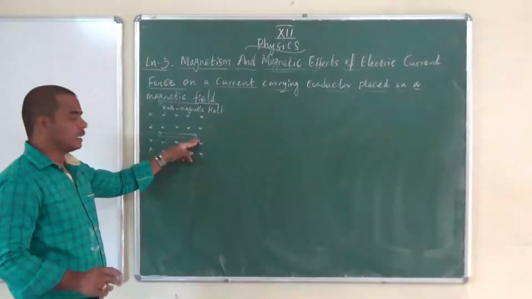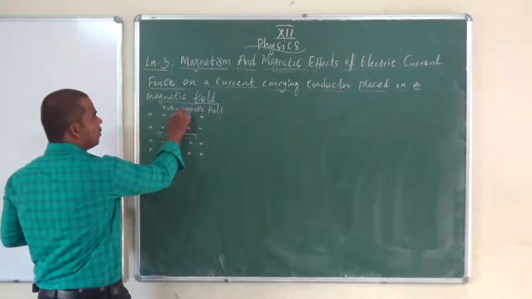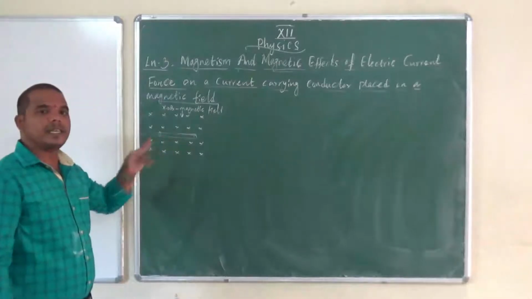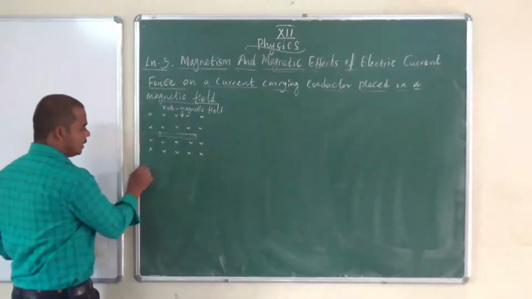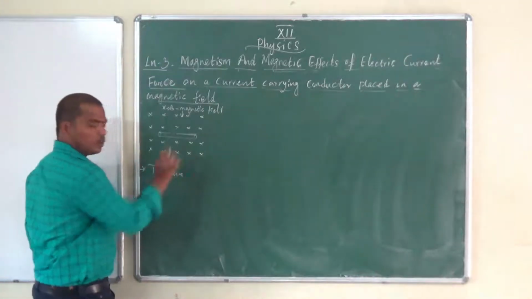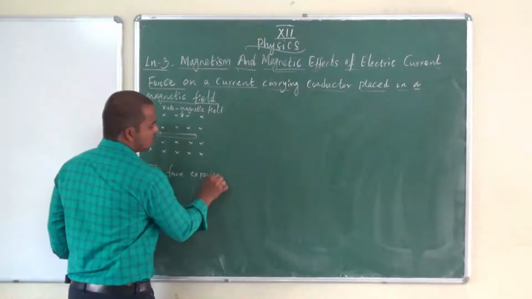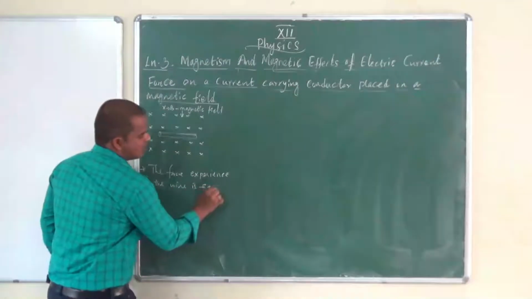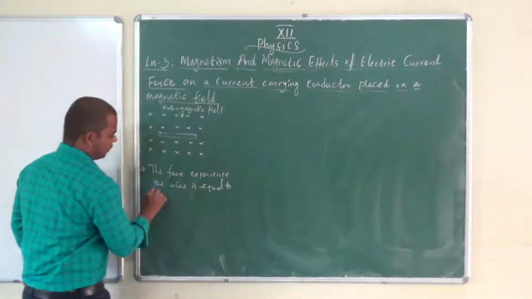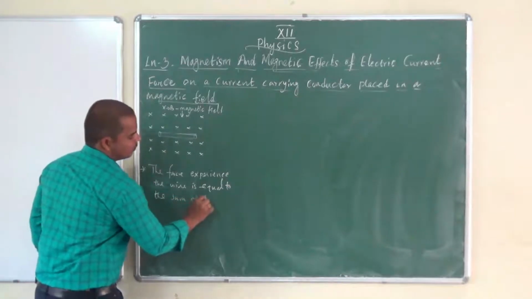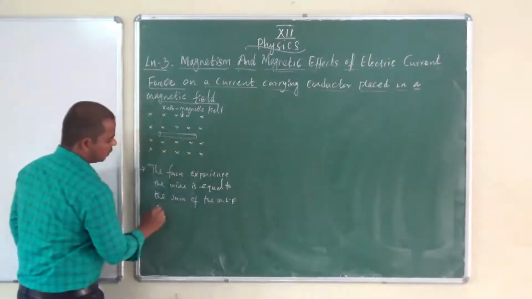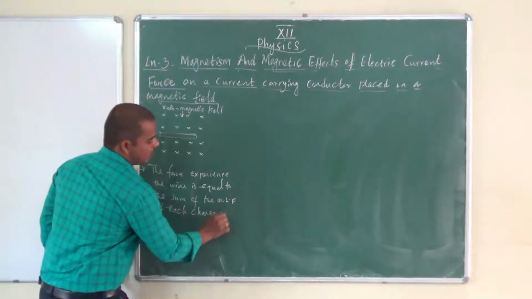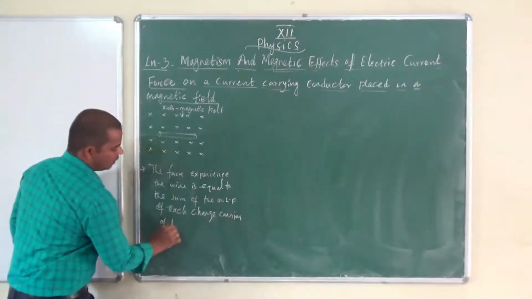So this is the current carrying conductor, and we have to keep it in a uniform magnetic field. So the force experienced by the conductor or wire is equal to the sum of the magnetic Lorentz force of each charge carrier of the wire or conductor.